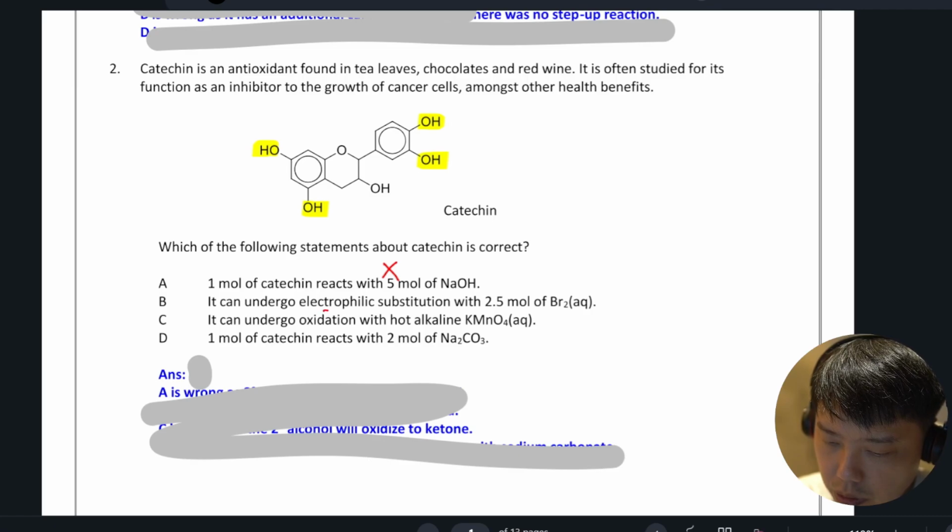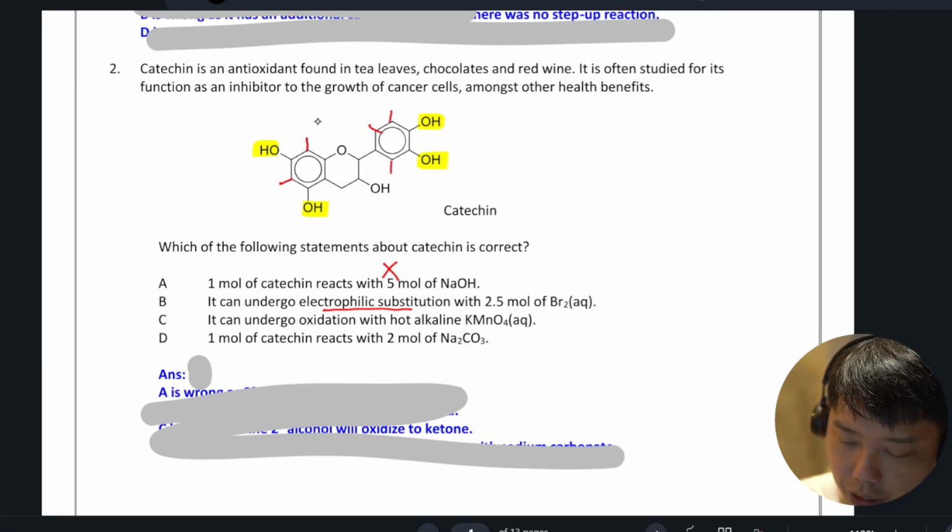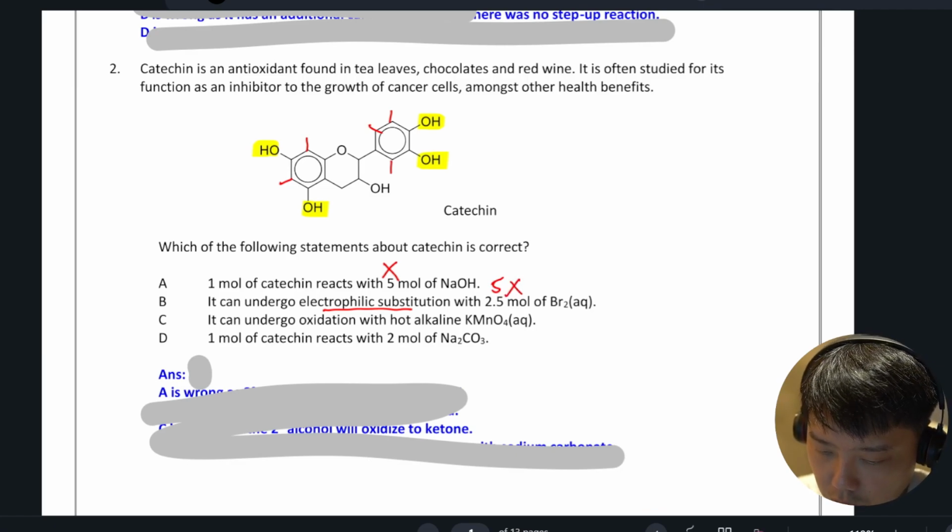Okay, B: can undergo electrophilic substitution with 2.5 moles of Br2. Basically, when it undergoes electrophilic substitution, for every one substitution, you need 1 mole. 1, 2, 3, 4, 5. So you actually need 5 moles. Option B is wrong.